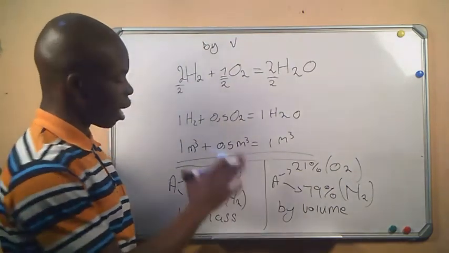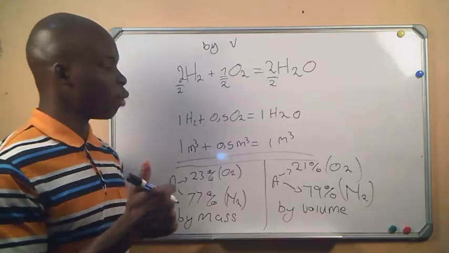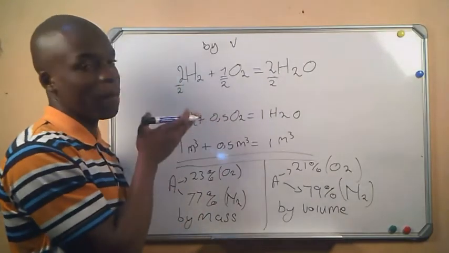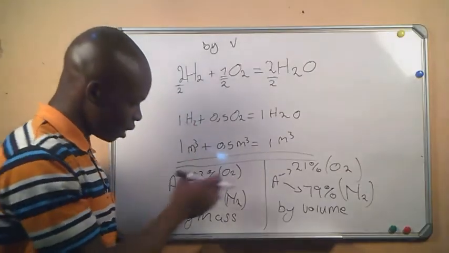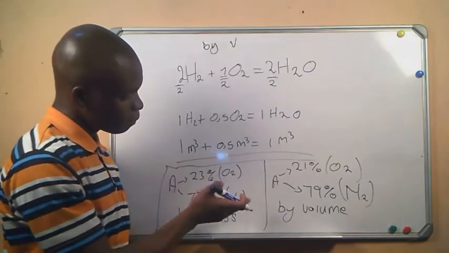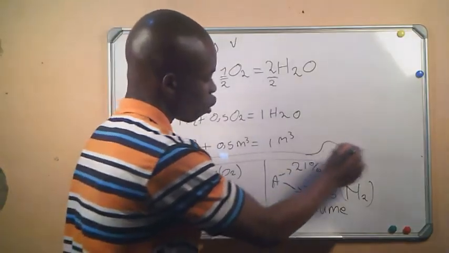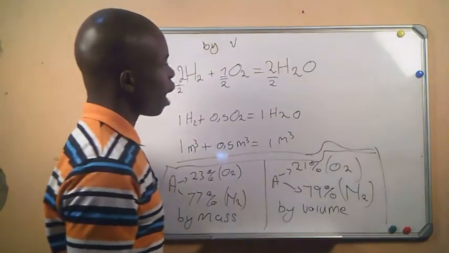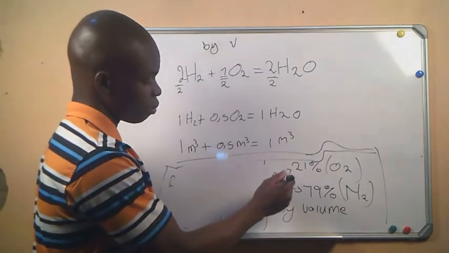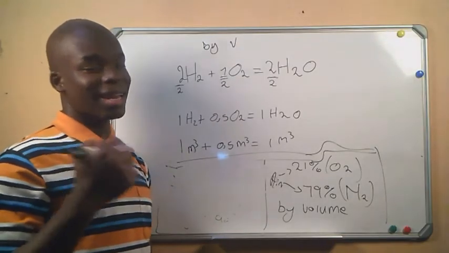So these are the major differences between the combustion of fuel by mass and by volume, in how we calculate the amount of oxygen needed. Air consisting of 23% oxygen and 77% nitrogen is by mass, and 21% and 79% is by volume. Because now we are in combustion of fuel by volume, this is the information that we are going to use to calculate the amount of oxygen required.